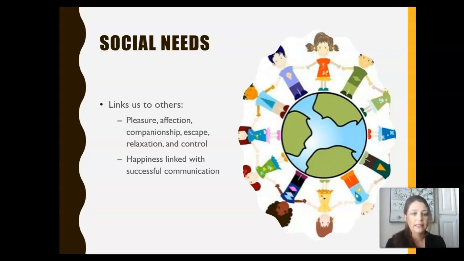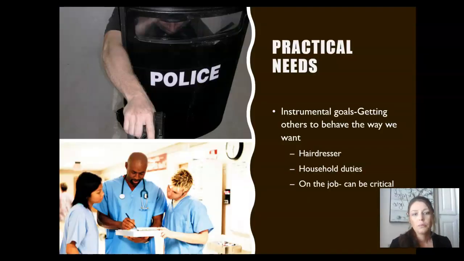Okay, now let's examine practical needs. Practical needs help us to get others to behave the way we want them to or need them to in different interactions. So, for example, there's a few examples up on this slide, but we can think about when we go visit a hairdresser. We need to be able to communicate with them and tell them how short we want our hair or what style we want to be able to wear it in.